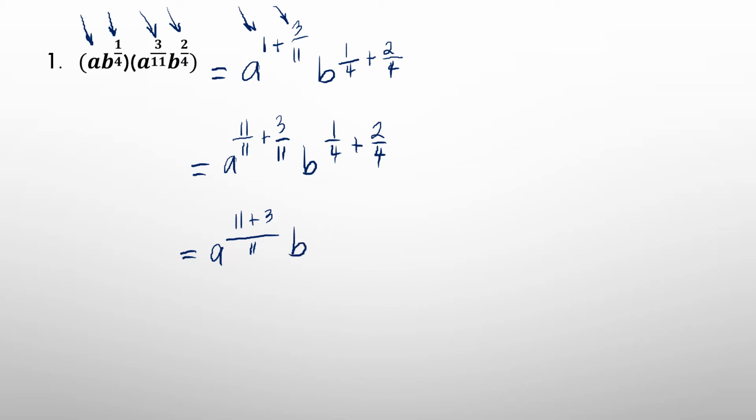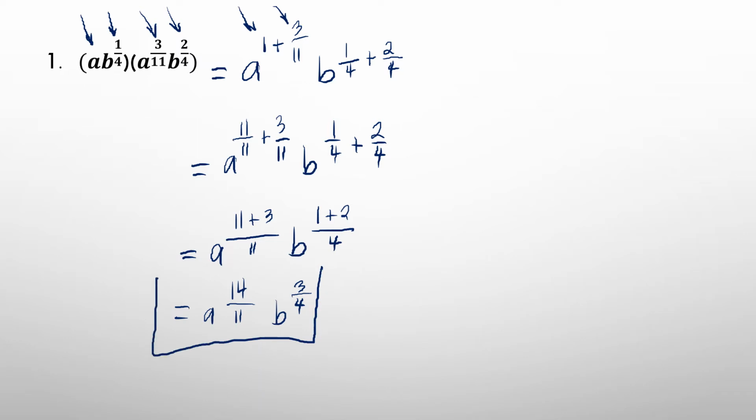Then same with b, raised to 1 plus 2 over 4. Okay. After this, we need to simplify the operation, which will be a raised to 11 plus 3, that would be 14, over 11. And b raised to 1 plus 2, that would be 3, over 4. So, masisimplify pa ba natin sila? If not, that would be the final answer, which is a raised to 14 over 11, b raised to 3 over 4.